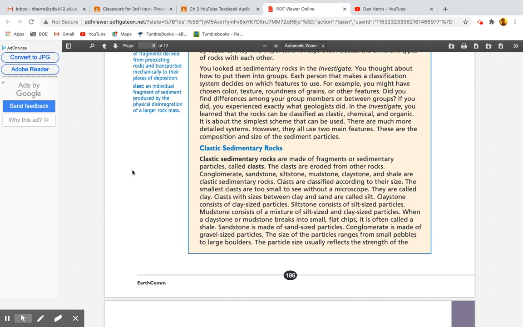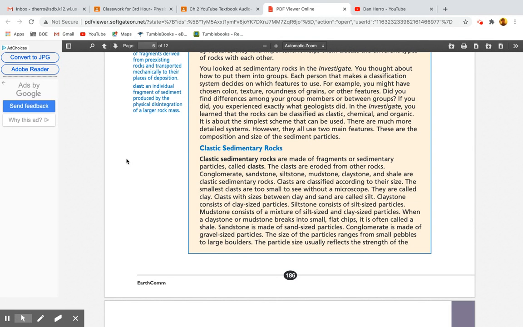You looked at sedimentary rocks in the Investigate. You thought about how to put them into groups. Each person that makes a classification system decides on which features to use. For example, you might have chosen color, texture, roundness of grains, or other features. Did you find differences among your group members or between groups? If you did, you experienced exactly what geologists did.